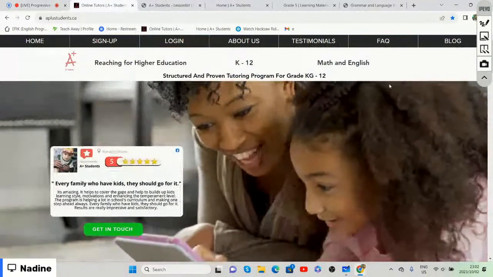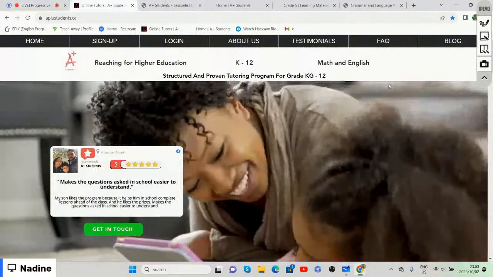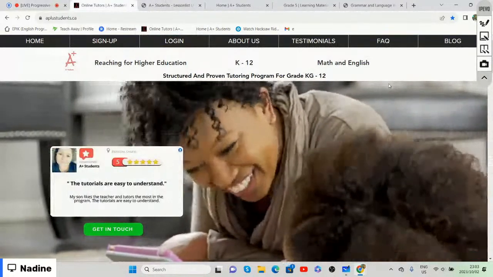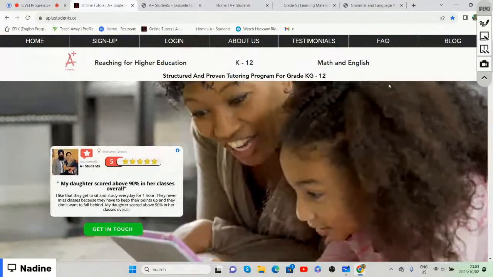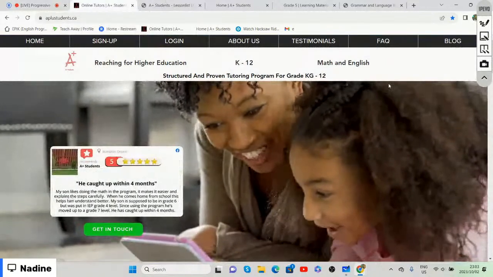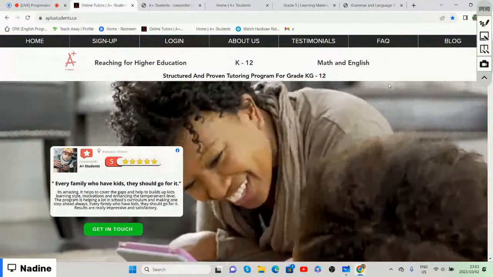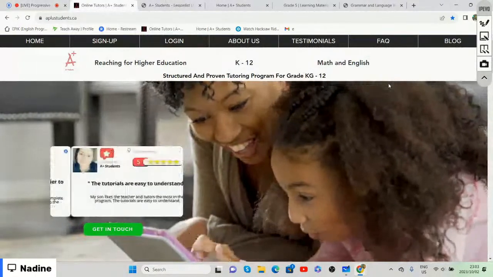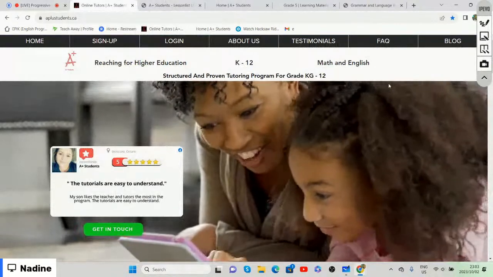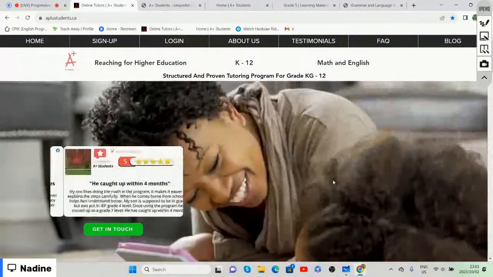So, today we will be doing our grade 5 English lesson on progressive verb tenses. And before we start with our lesson on progressive verb tenses, we're going to log into aplusstudents.ca.